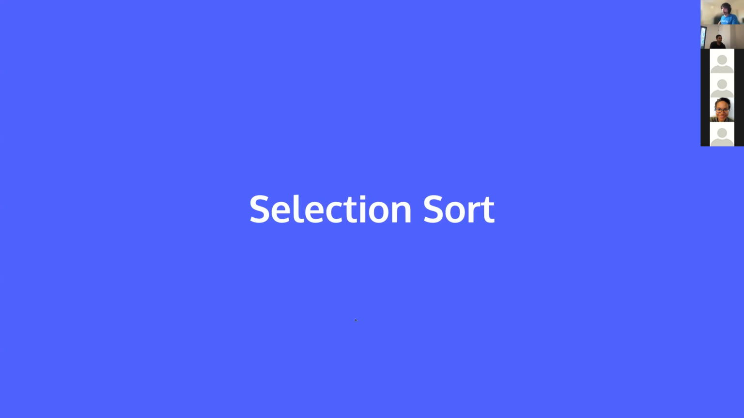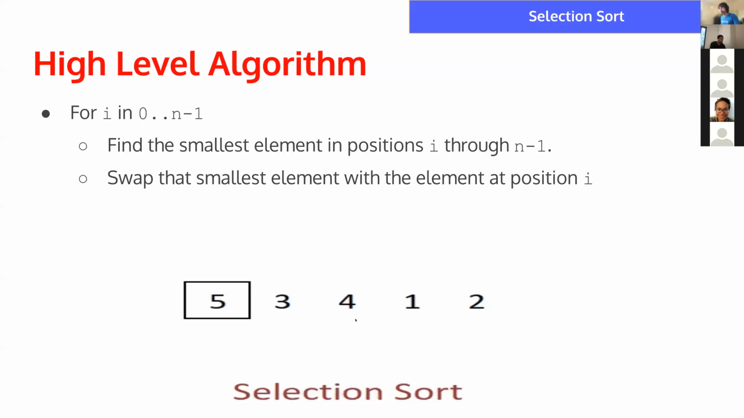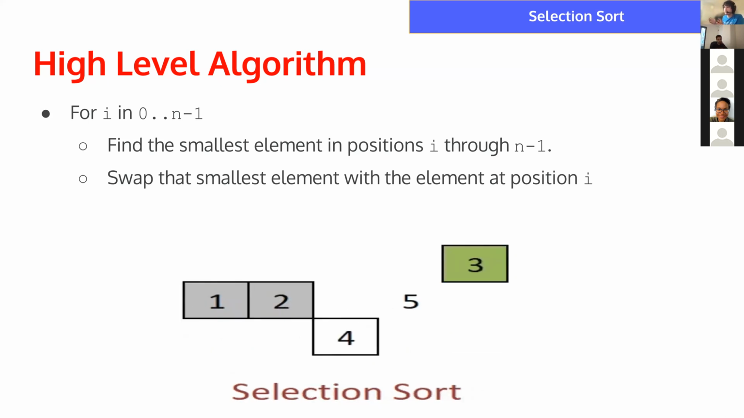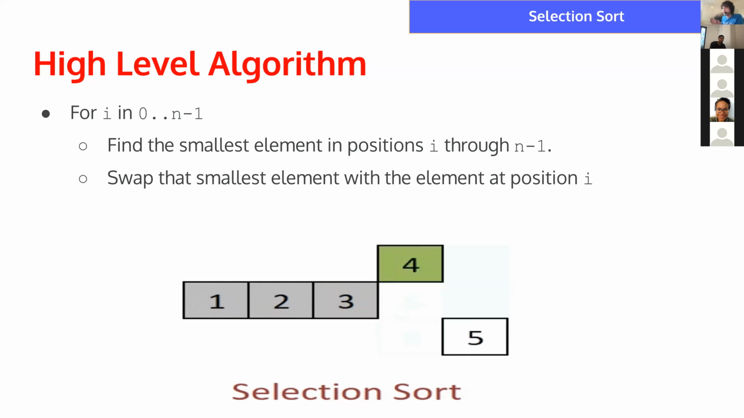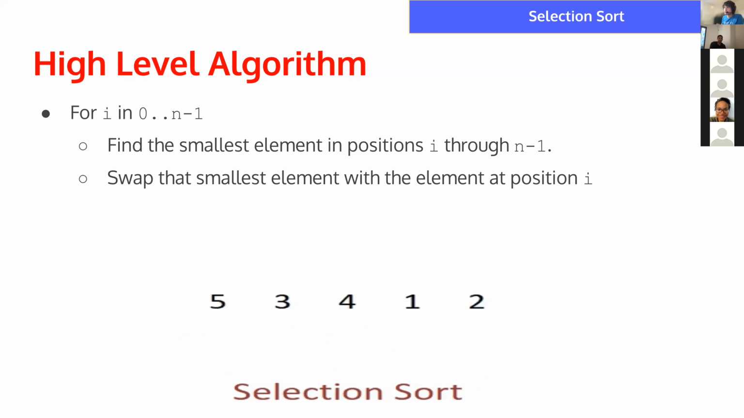Cool, so let's start off with selection sort. Selection sort is a relatively simple sorting algorithm. What we're going to do is, given an array of numbers, we're going to first look through all of them and find the smallest one and move that to the front. Then we're going to go through and find the second smallest one, move that to the front, and keep going until we get to the end.